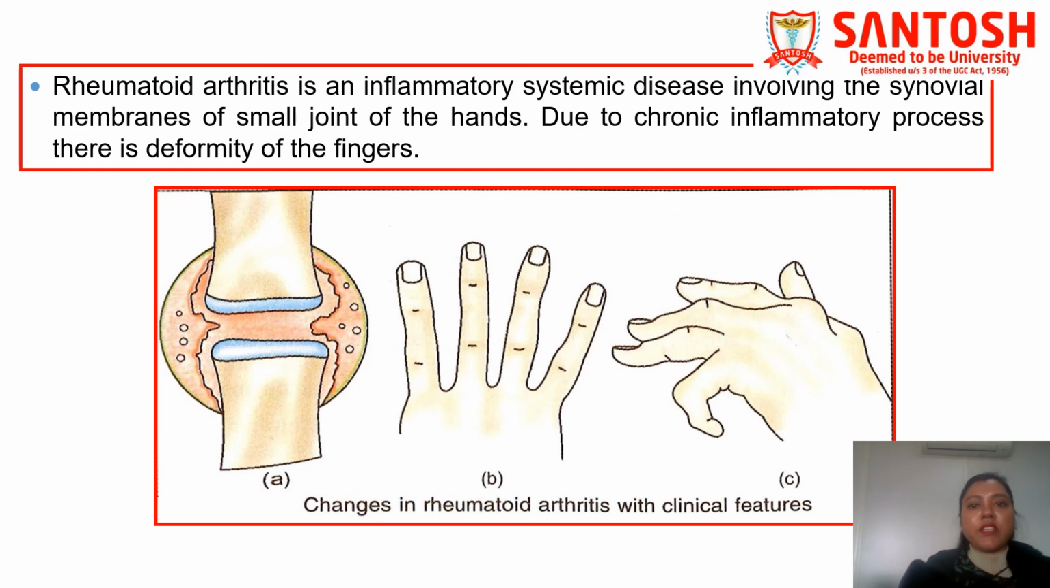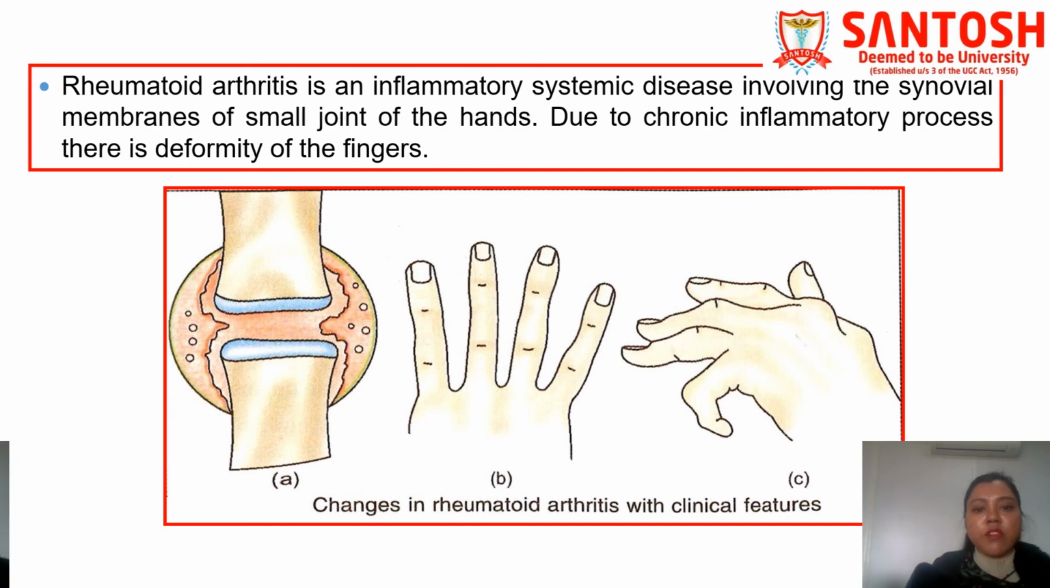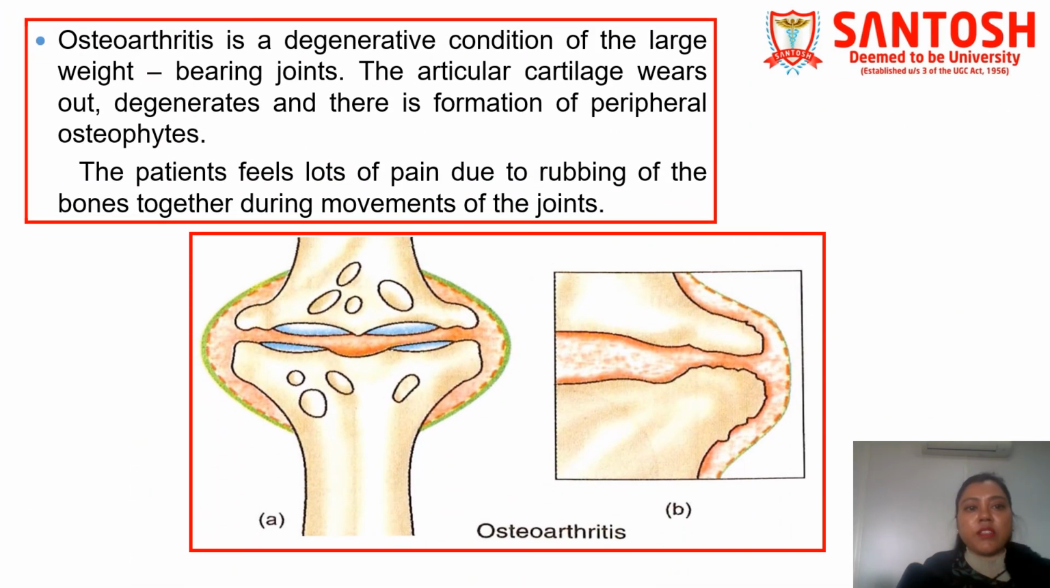Now rheumatoid arthritis is an inflammatory systemic disease which involves the synovial membrane of small joints of the hand, and due to chronic inflammatory process it leads to deformity. So joints may get inflamed and it is called rheumatoid arthritis.